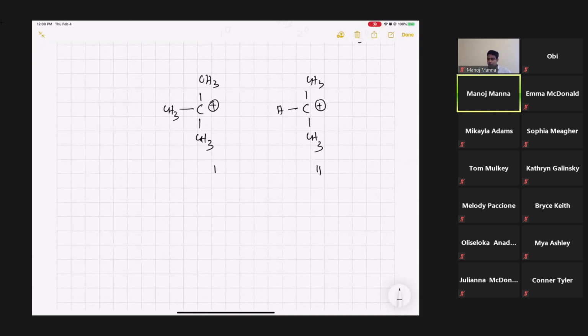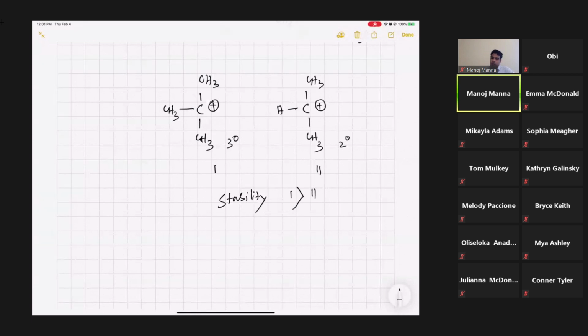Okay, I'm saying that number 1, the stability order, 1 is greater than 2. So that means on the left hand side, this is a 3 degree and this is a 2 degree. So 3 degree is more stable than the second one.